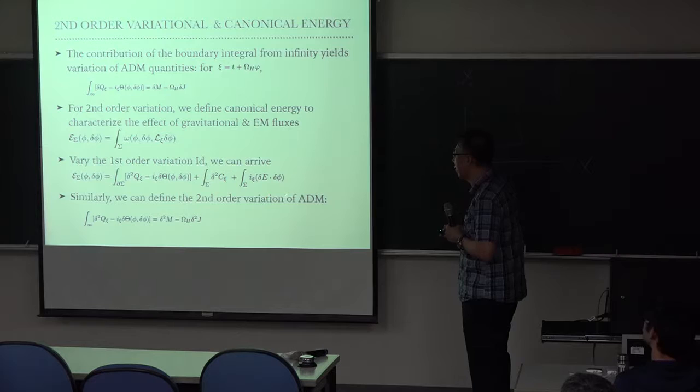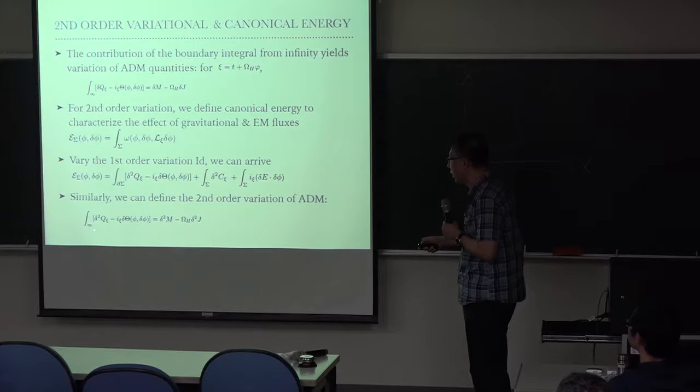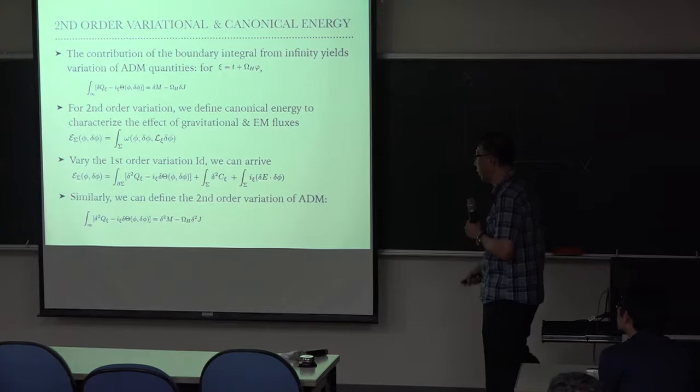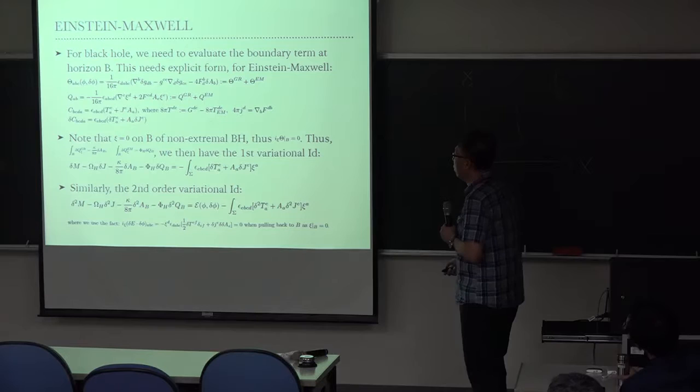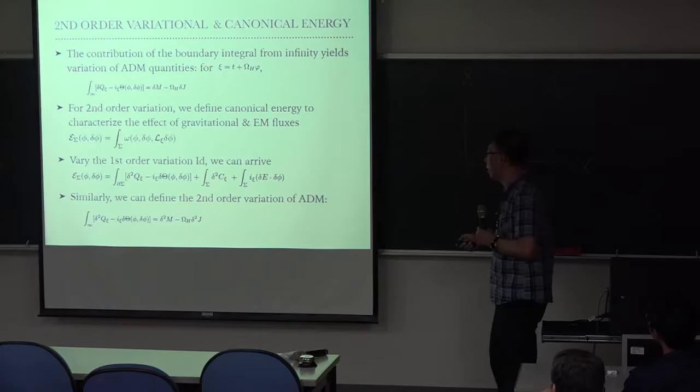In this case, we find that the second order identity looks like this. Again, by this term, we can evaluate this term at infinity because it's a boundary term. So one term is at infinity, the other term will be on the horizon. If we vary at infinity, then we see that this corresponds to the second order variation of mass and angular momentum. So basically, we have told you how we can derive the variation of energy and angular momentum, or even charge. I haven't told you how to vary the charge yet.